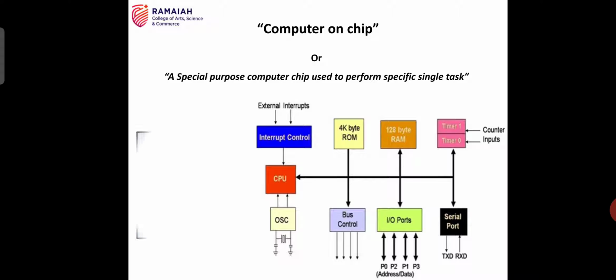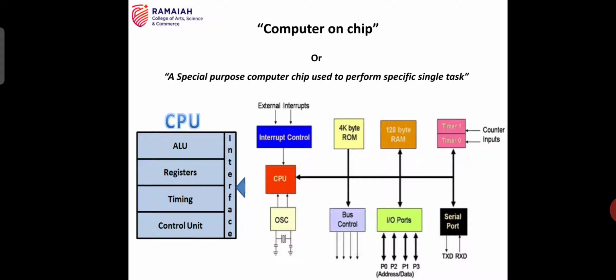Let us see the definition of microcontroller. You can define it as a computer on a chip, or in an elaborated definition, a special purpose computer chip used to perform a specific single task. We can see here the block diagram of the microcontroller. This block diagram is related to the 8051 microcontroller, but it is similar to the general block diagram of a microcontroller.